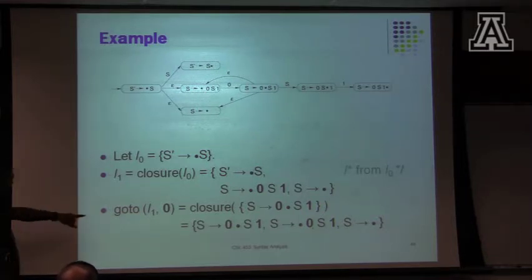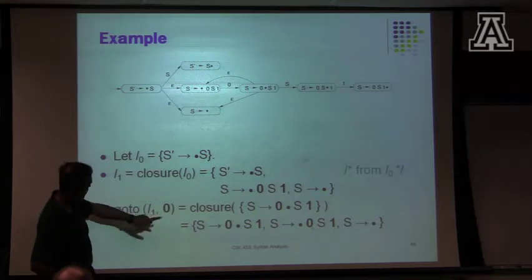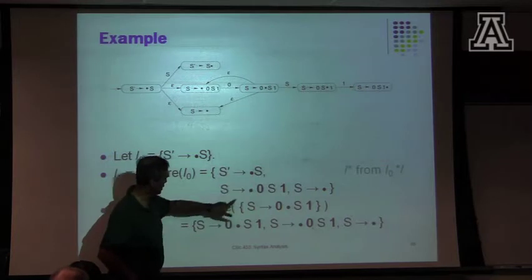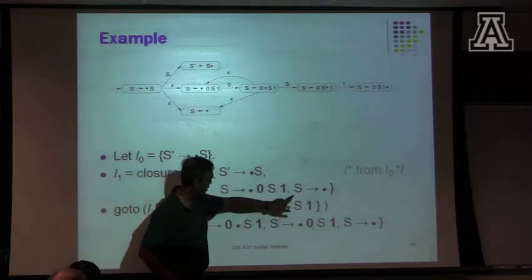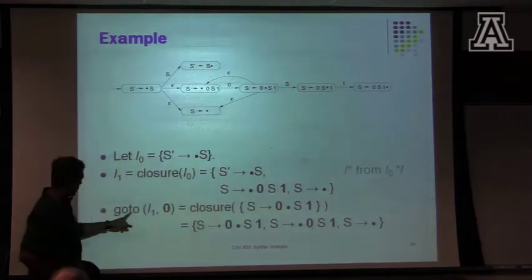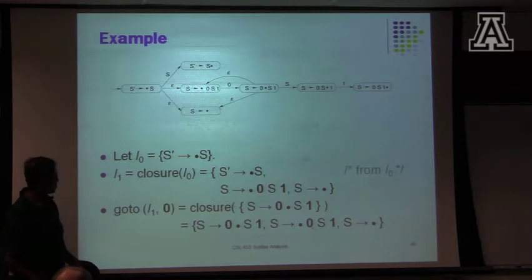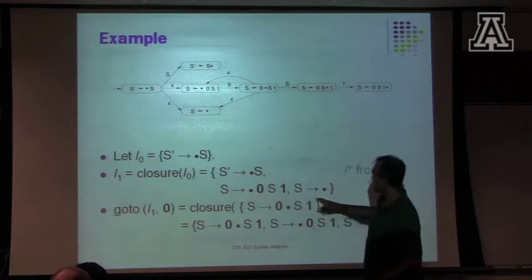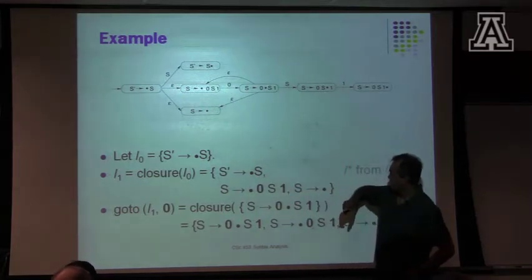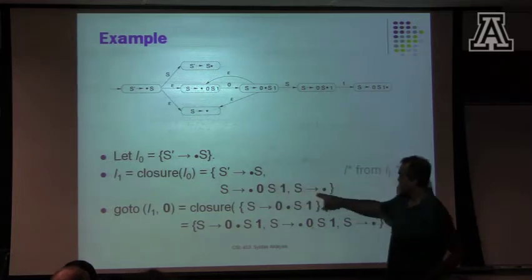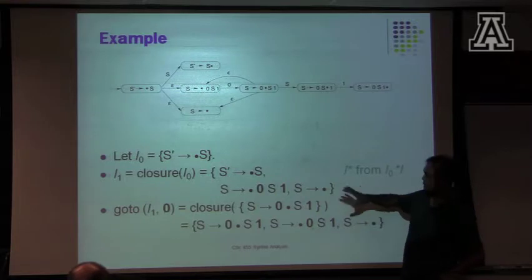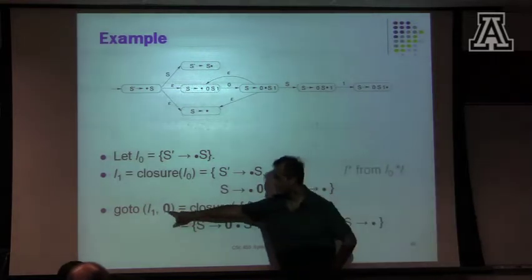Okay? So go to from I1 on 0. Here's I1. I1 is S prime goes to dot S, S goes to dot 0 S1, S goes to dot. Go to I1 on 0. So think about this parser state. This is a state in the parser, and it looks at the various possibilities that the parser sees in terms of parsing the input. And then we say, okay, you're in this state and you see a 0.